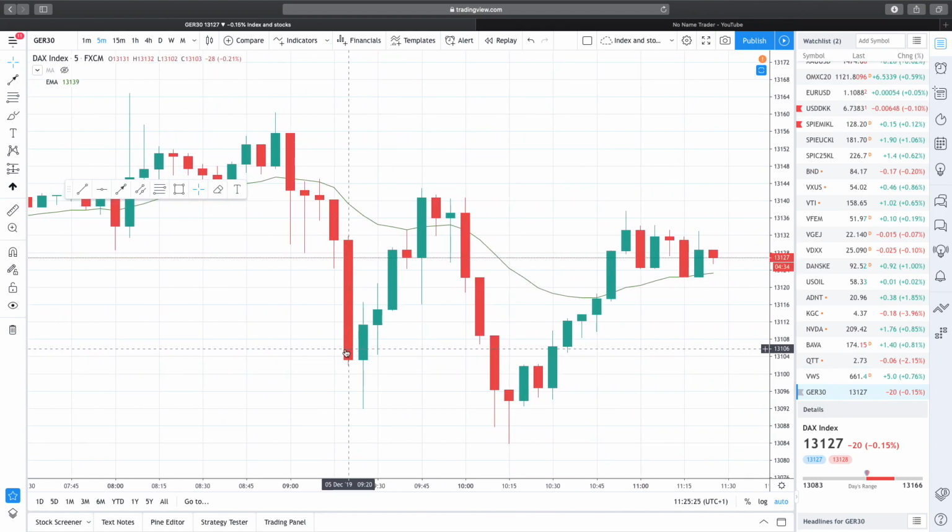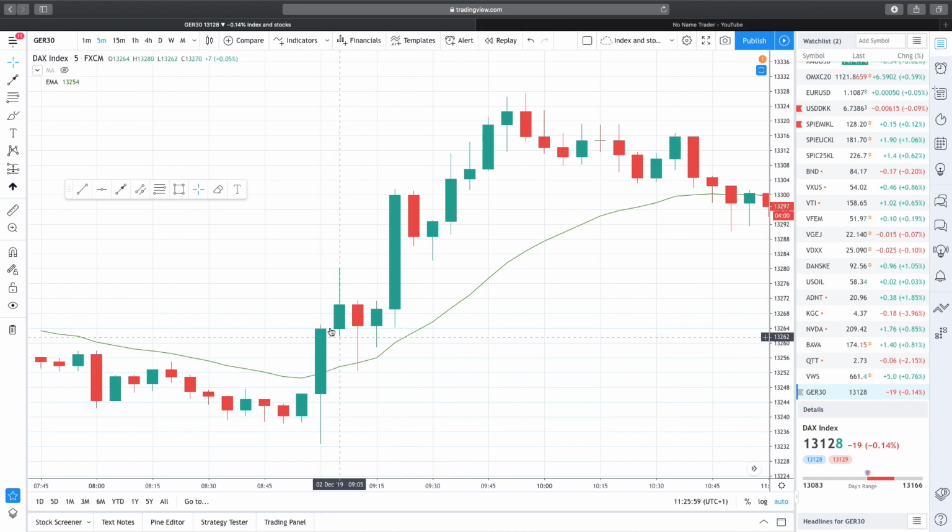direction. So this right here is a textbook example of an open bar that's directional. It closed all the way into the highs right here. So that's a directional bar. That's what we're looking for. We're looking to buy a bull directional bar if the second bar trades above the high of the open bar.